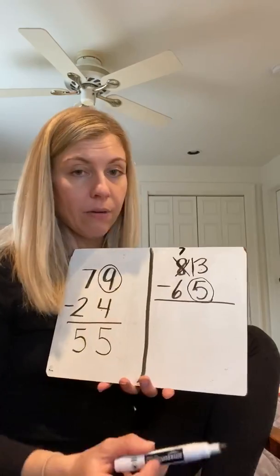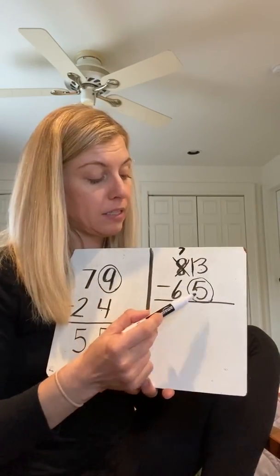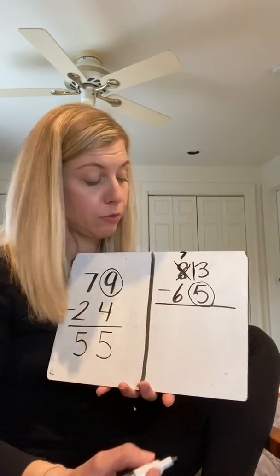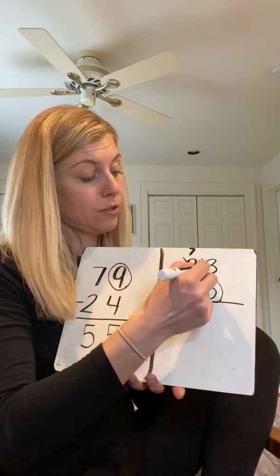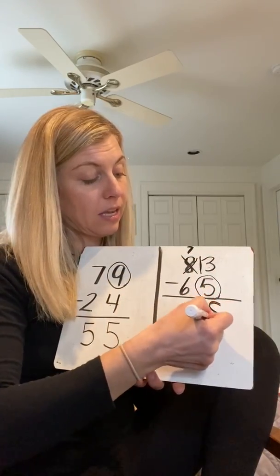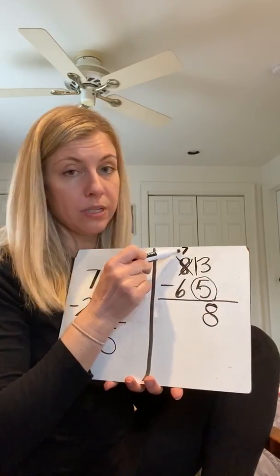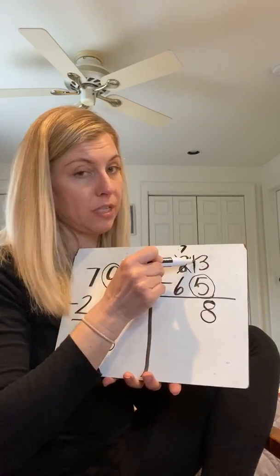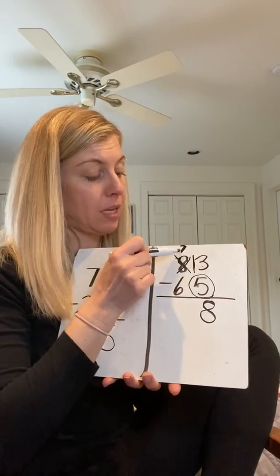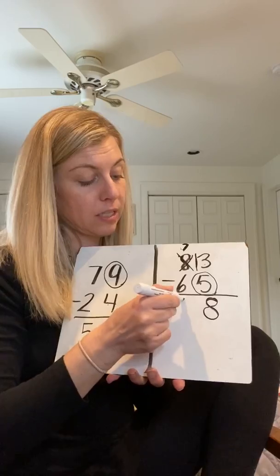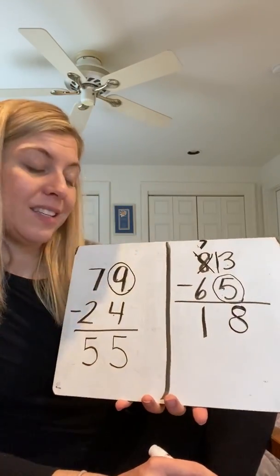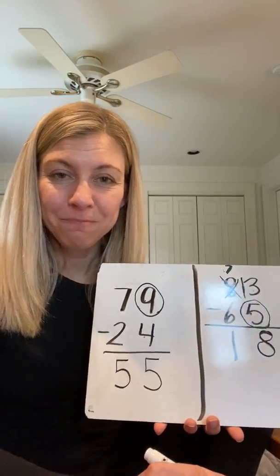Okay, so now I have 13 minus 5, which is enough to subtract. 13 minus 5 is 8. My new number is 7 because we took a group of 10 and put it over there, so the 8 became a 7. 7 take away 6 is 1, and my answer is 18 for that side.